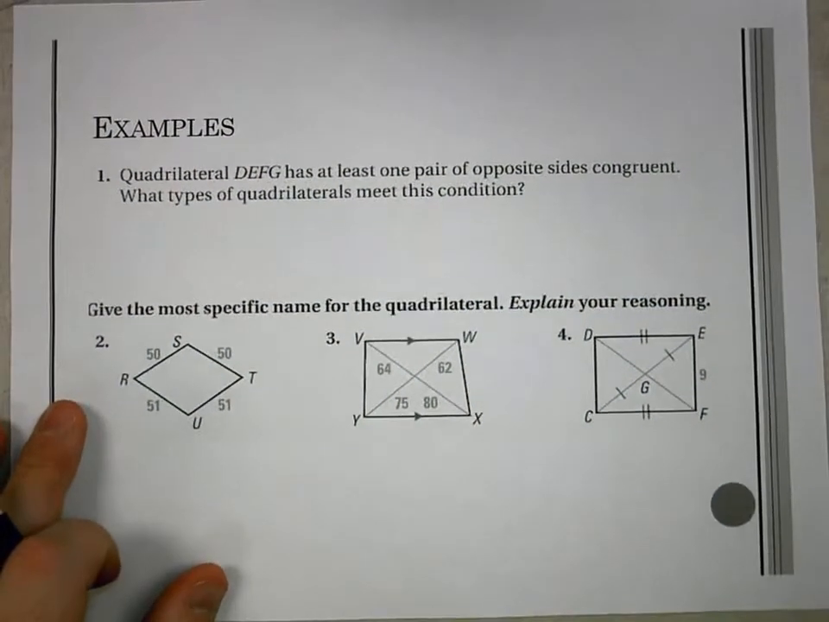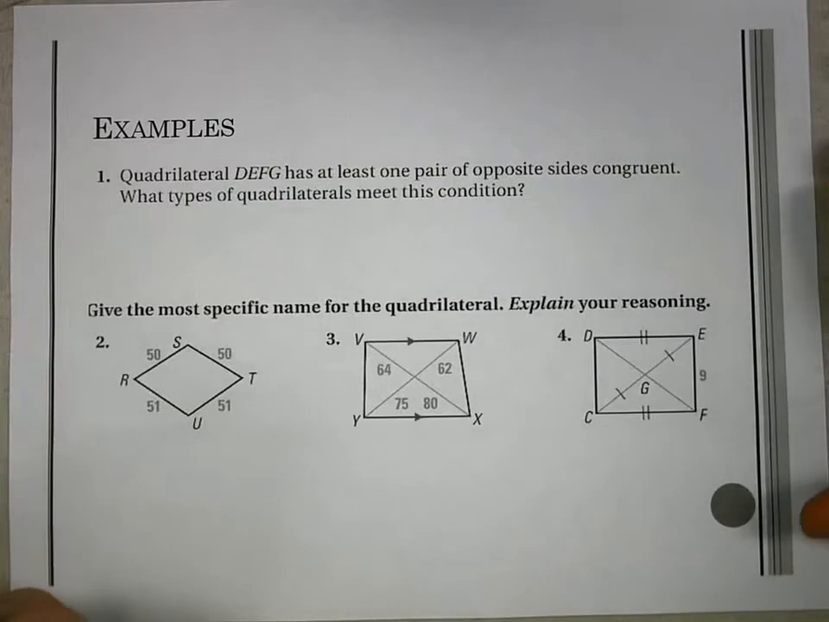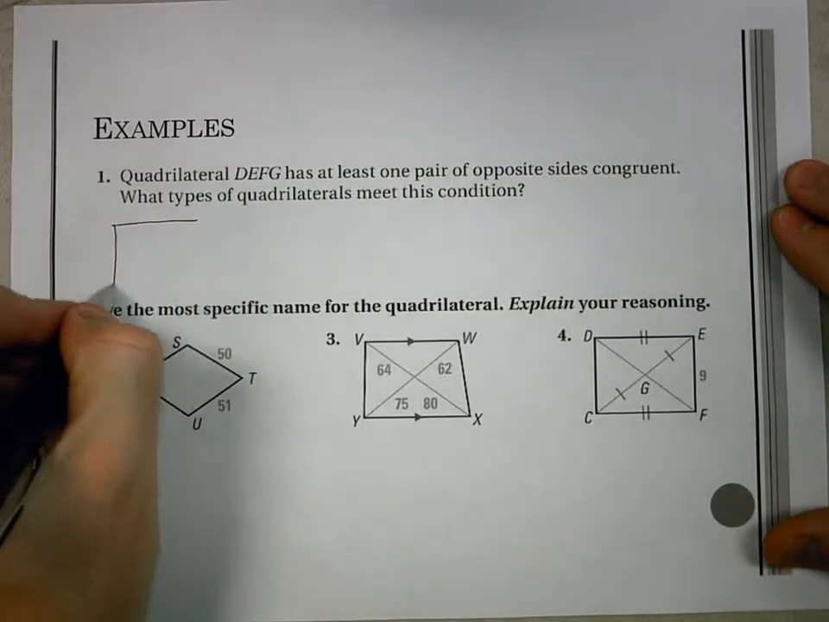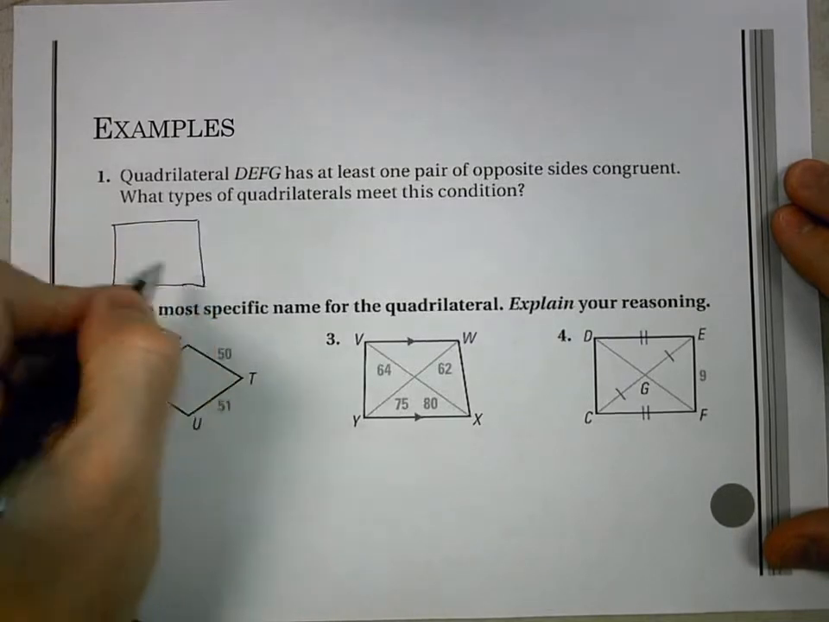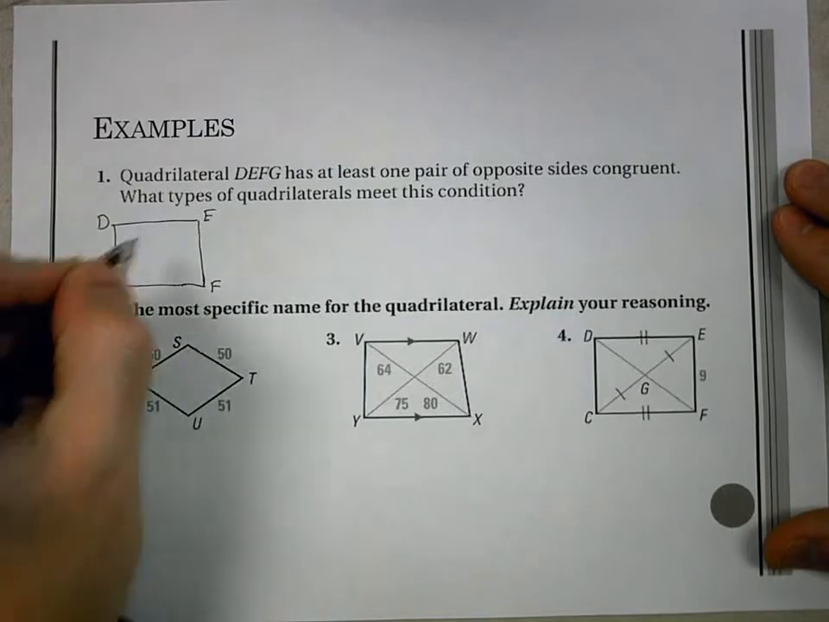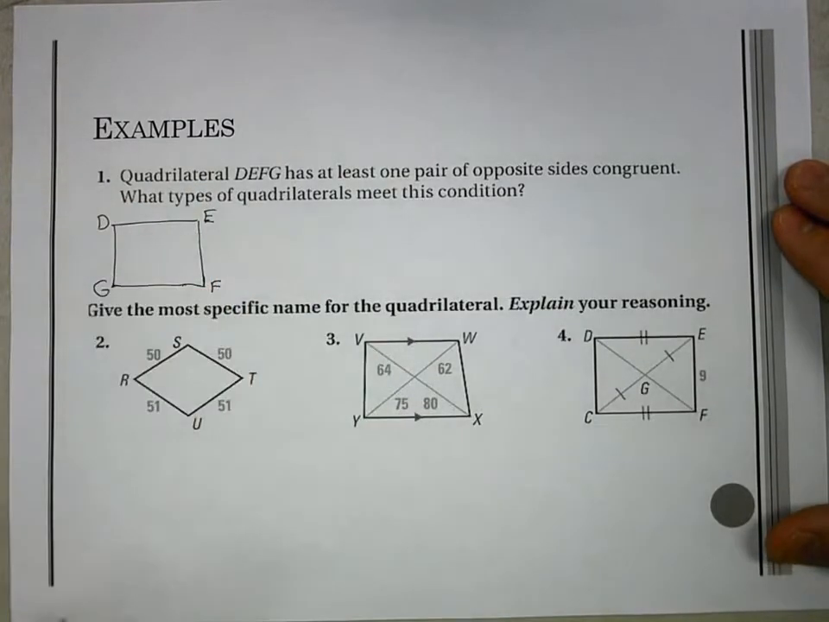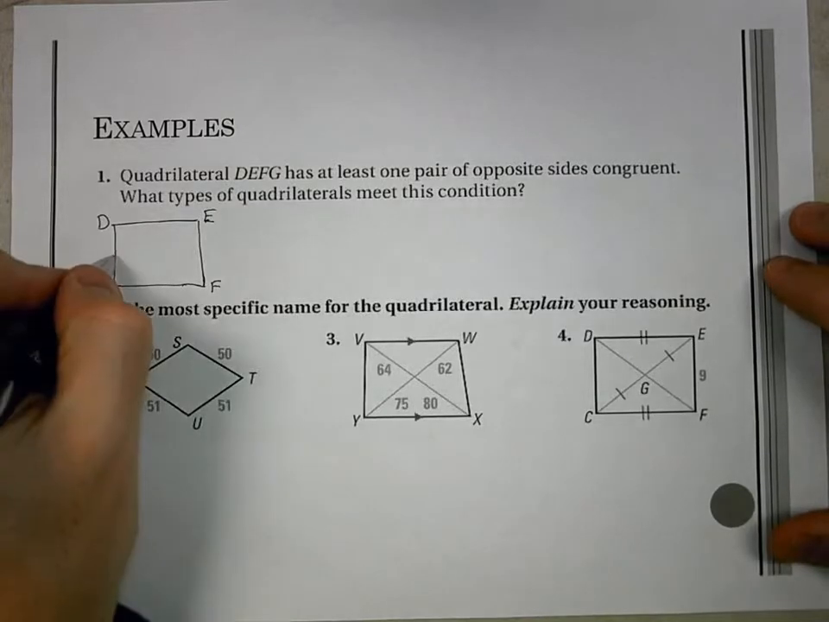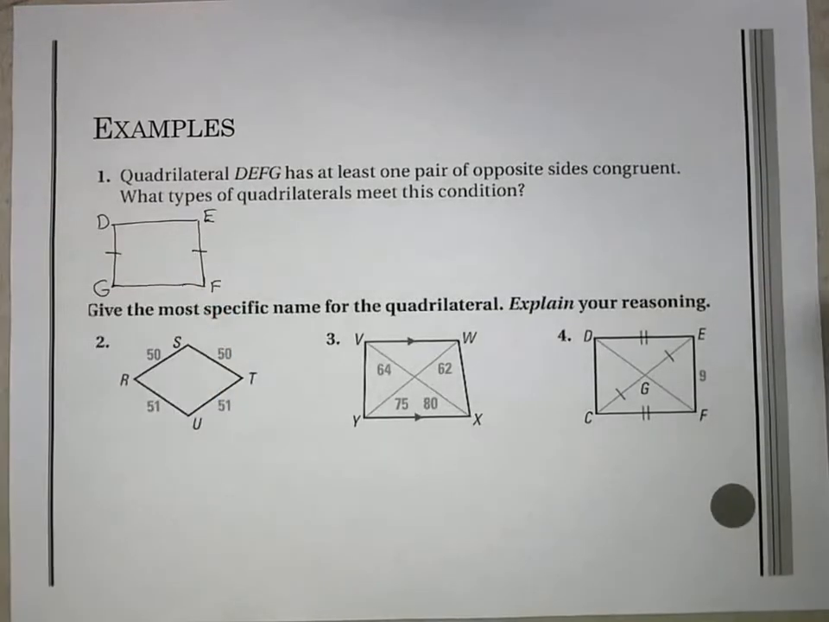So, we have a quadrilateral DEFG with at least one pair of opposite sides congruent. So let's just draw a quadrilateral. Now I realize it looks like a rectangle. That doesn't mean it's a rectangle. I drew it like that. But we're going to mark what we know. So at least one pair of opposite sides congruent. So let's mark one of them. Okay, it has at least one, so we know that one is good. So we need to think, what could it possibly be?